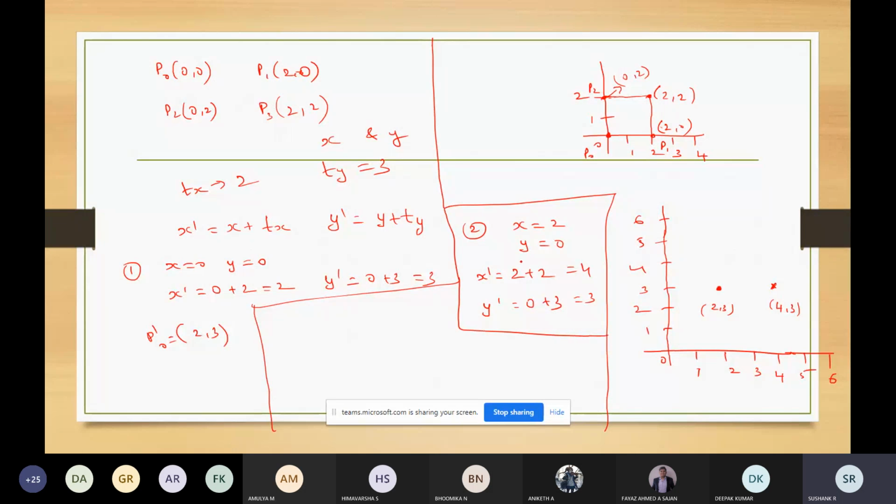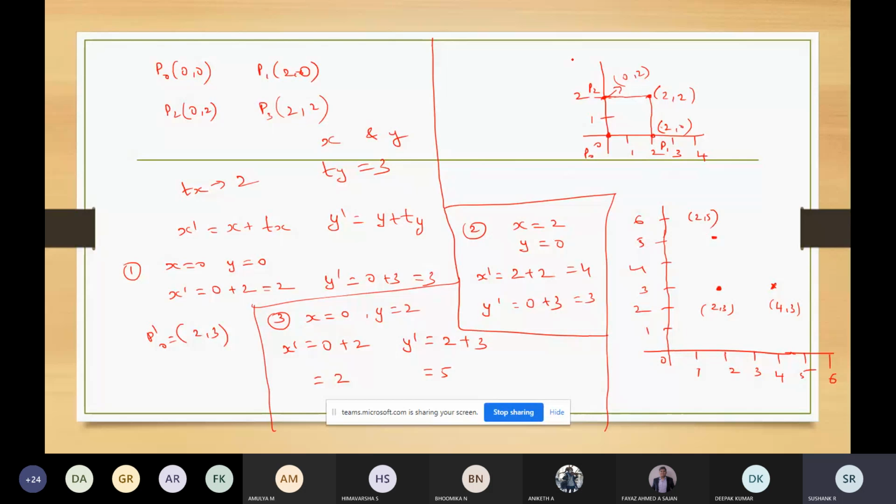I'm writing the equations directly. Actually, I have to substitute with this formula, since for the first one I derived it with the formula. When it is P2, x is equal to 0, y is equal to 2. So x dash is equal to 0 plus the translation value 2, y dash is equal to y plus the translation value 3. So it will be 2 comma 5: x is 2 and y is 5.